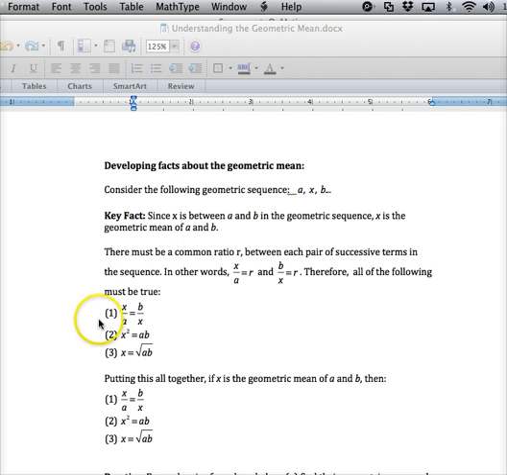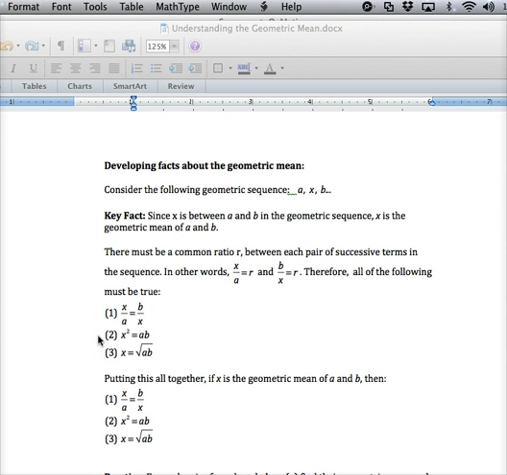So that leads us to equation 1. X over A is equal to B over X. So I would stop and have students pair share on why equation 1 is true. And hopefully they will be able to say something like, since X over A is equal to R and B over X is also equal to R, then X over A and B over X must equal each other, either by a transitive property or a substitution.